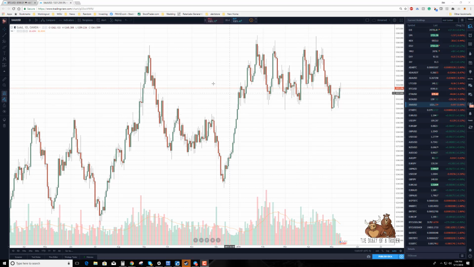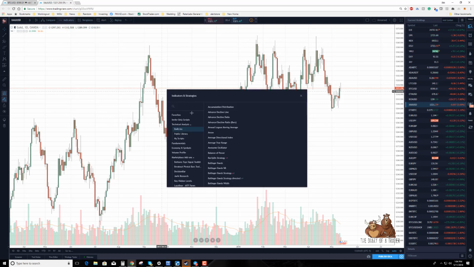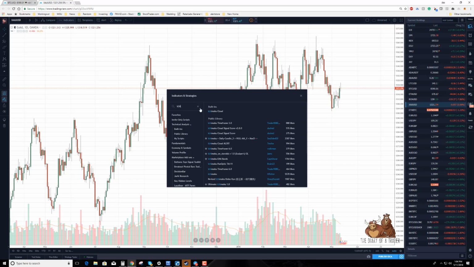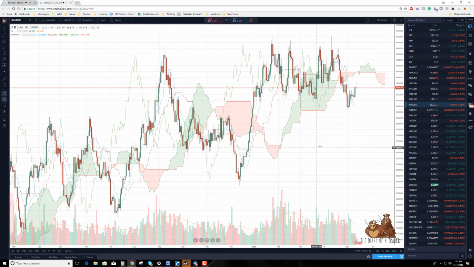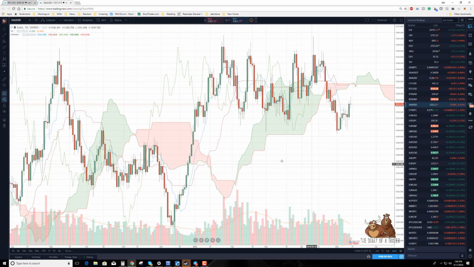Today's video we're going to go over the Ichimoku system. Now if you have TradingView, you can go to indicators and then just type in ICHI for Ichi and then Ichimoku Cloud, and that's what we want. All right, and this is what the Ichimoku system looks like.